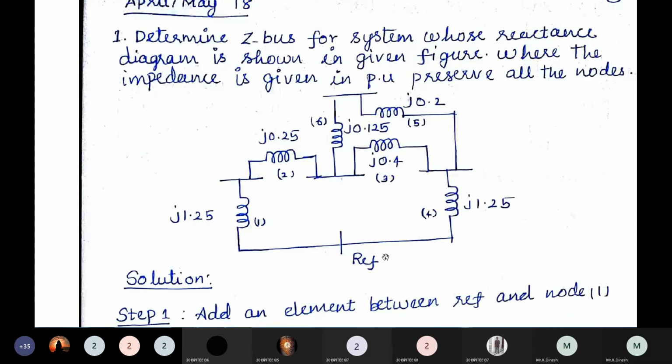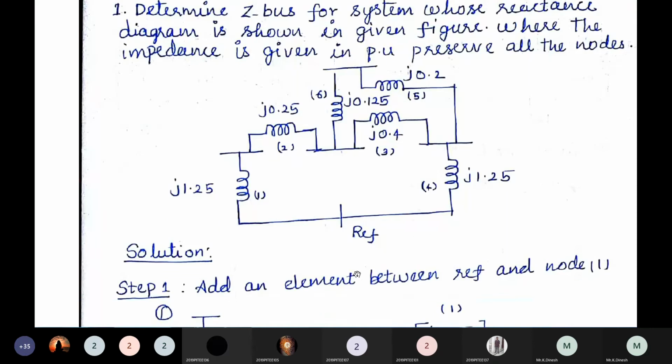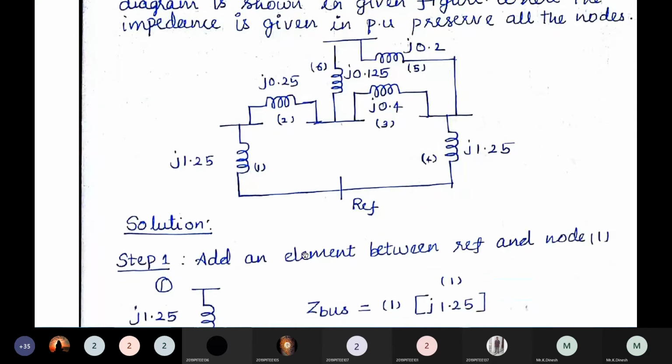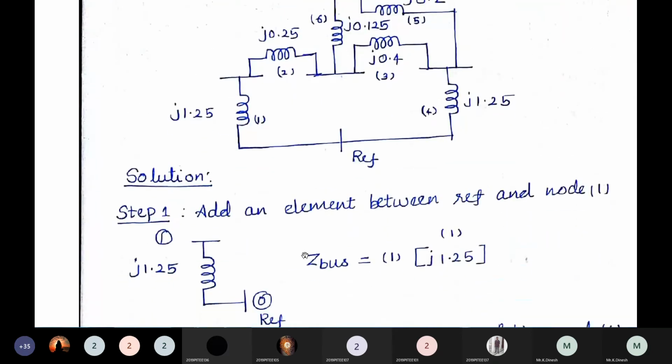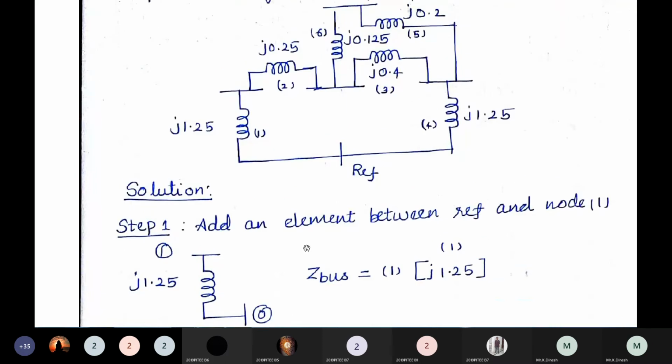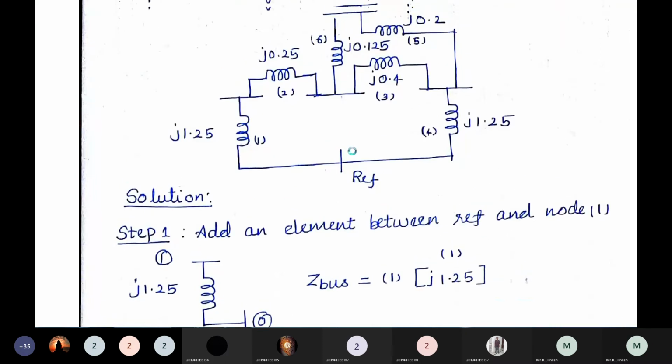So we have a reference bus. We have totally 1, 2, 3, 4, 5, 6 branches. So 6 branches and 4 major buses: bus number 1, bus number 2, bus number 3, and bus number 4. The fifth bus is the reference bus. We need not consider it. So using the bus building algorithm, I have to frame the matrix without considering these two lines.